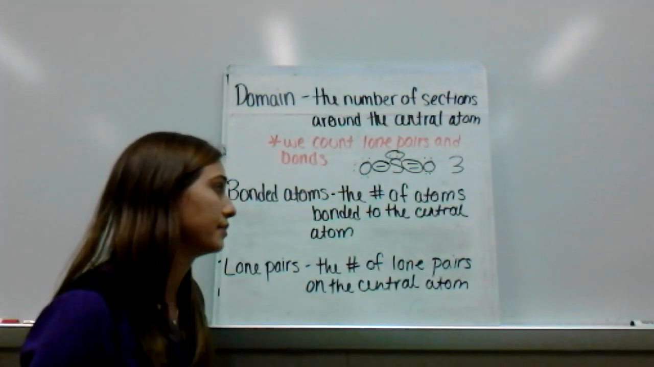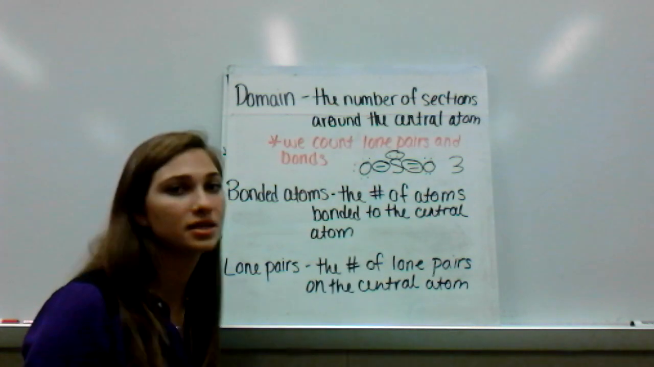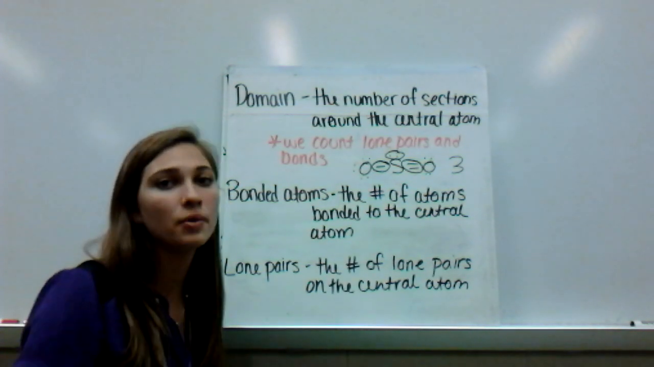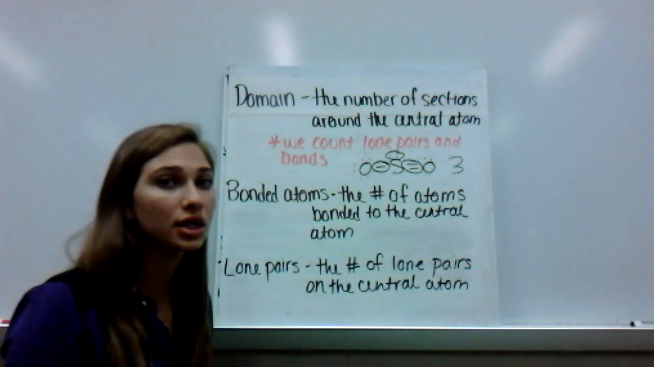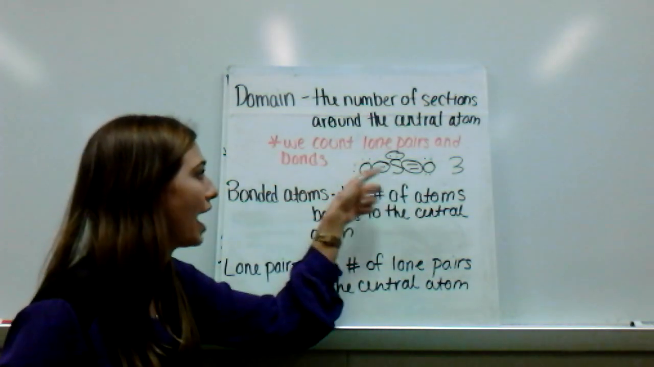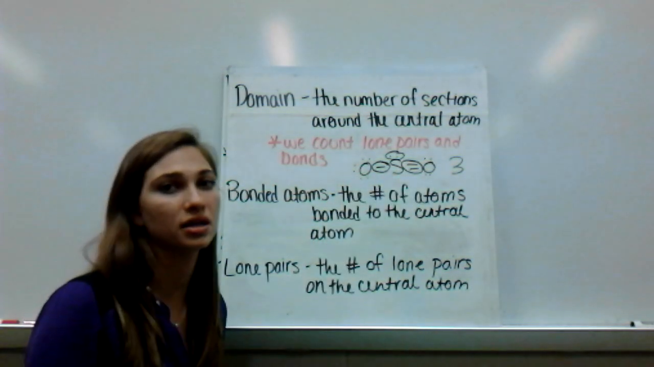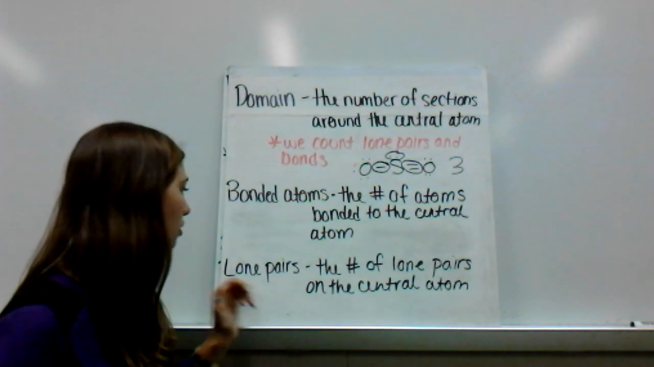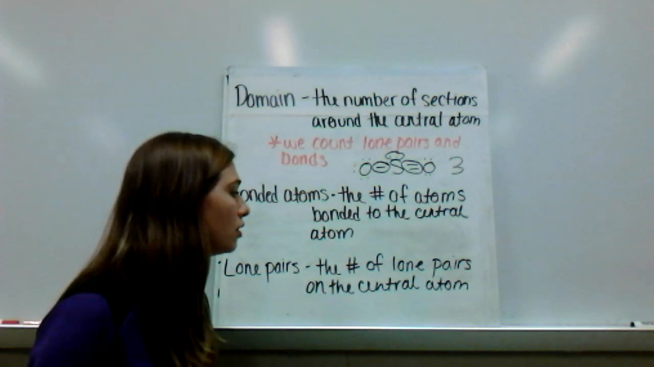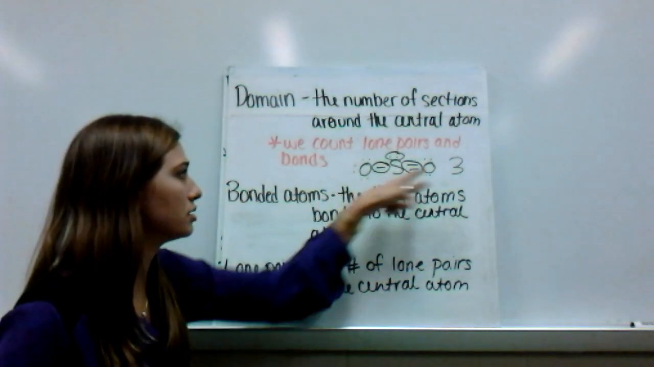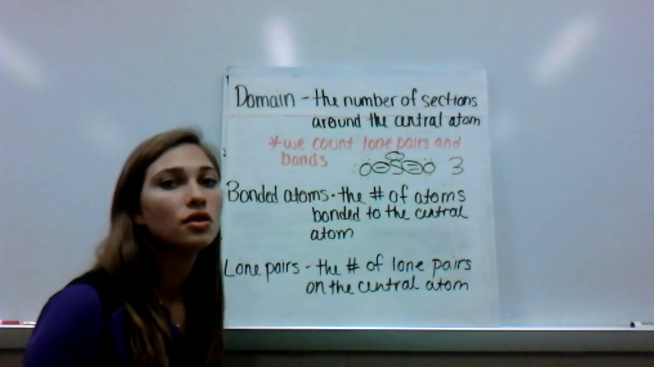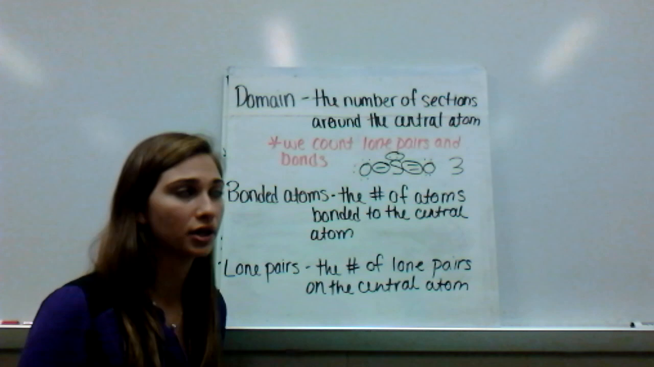Bonded atoms is the number of atoms bonded to the central atom. That is all we're concerned with, the atoms actually bonded to the central atom. So in sulfur dioxide, we have 2 atoms bonded to the sulfur. For the lone pairs, we're only counting the number of lone pairs on the central atom. Don't worry about these lone pairs. We're only worrying about the lone pair on sulfur.